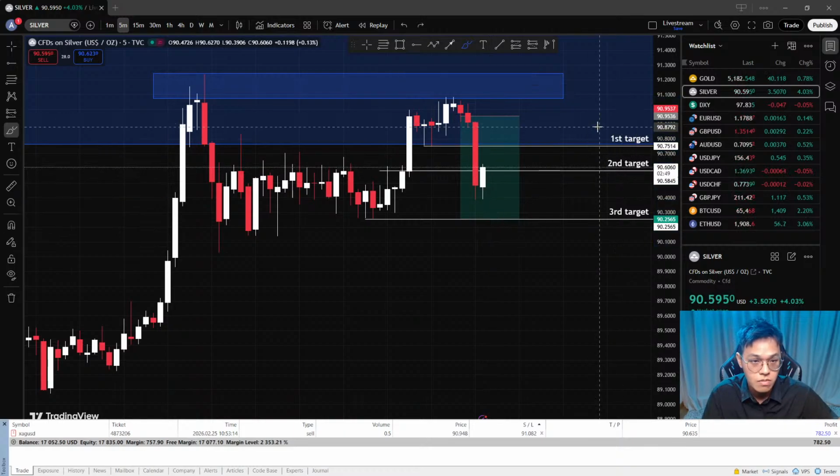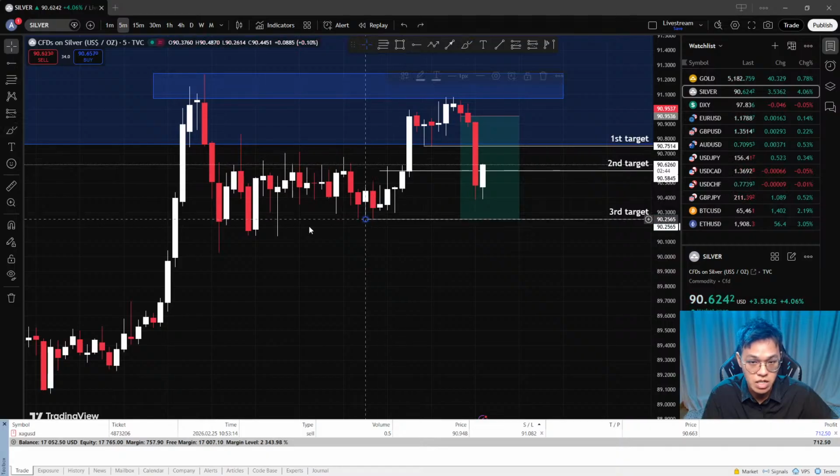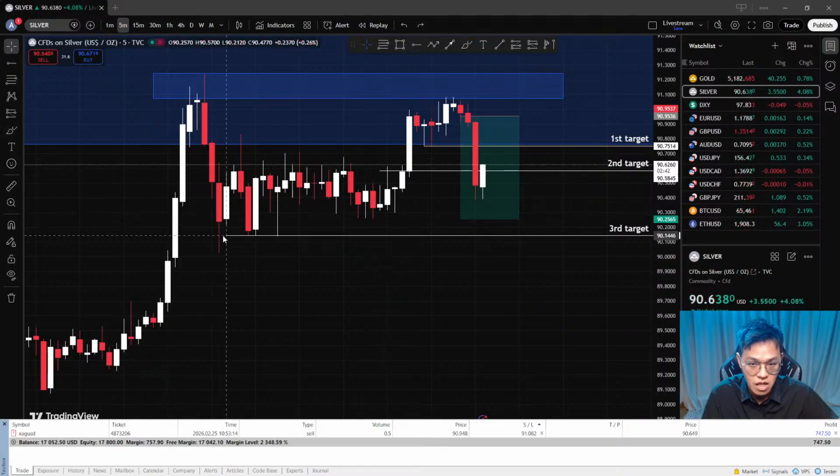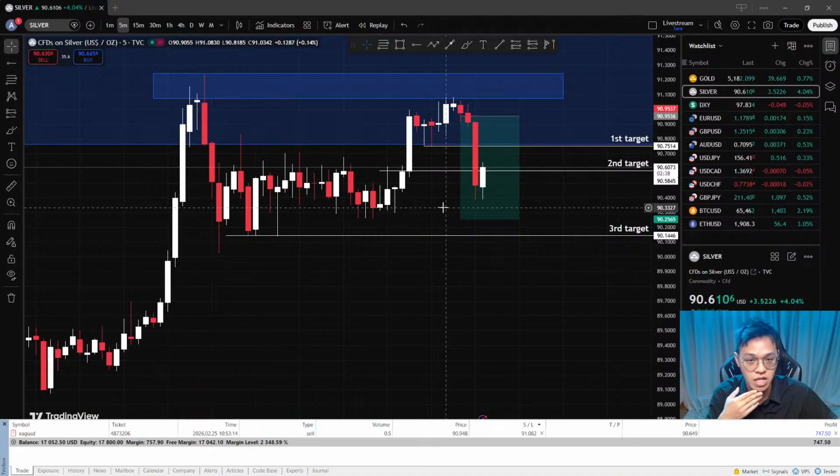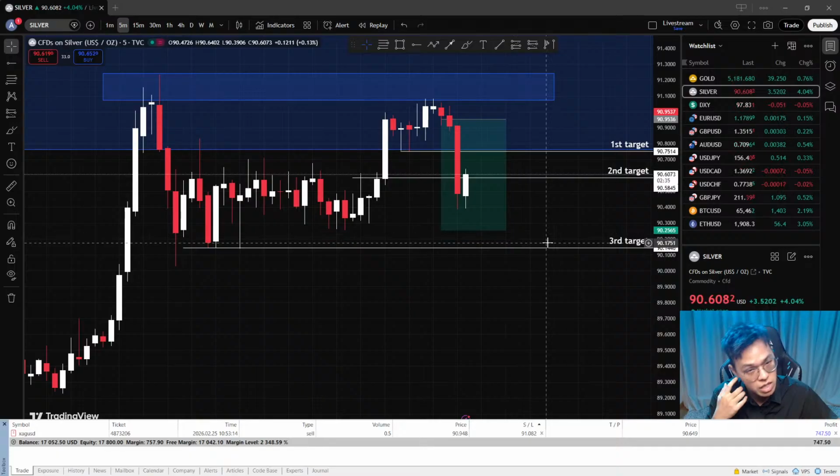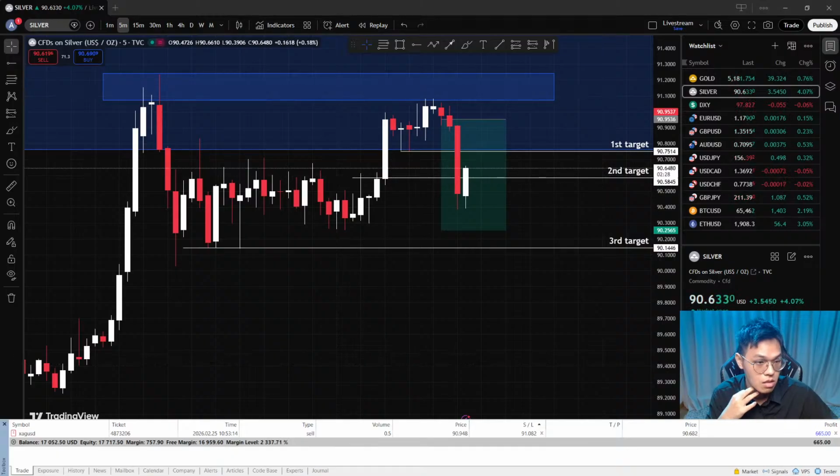So it's only my third target. If you look at the range, actually, I think the final range will be here. So I think the price will move within this range. All right, so I'm in about 600 USD profit. So let me set the break-even point. All right, so I've set my break-even point.